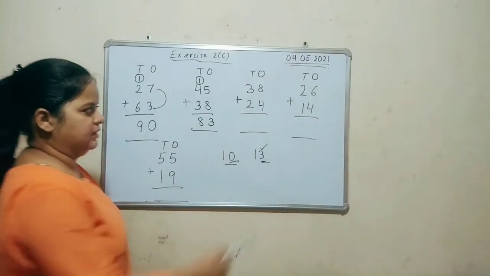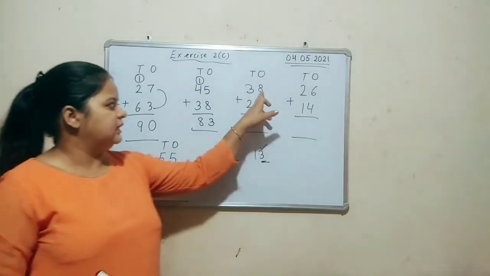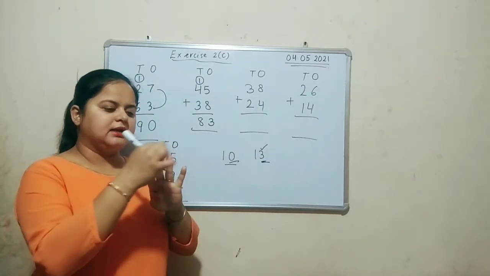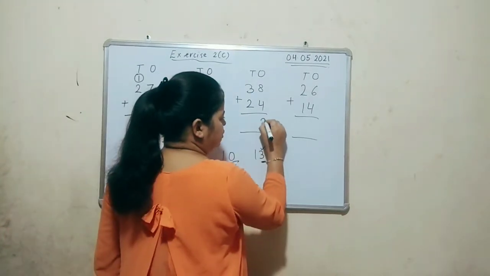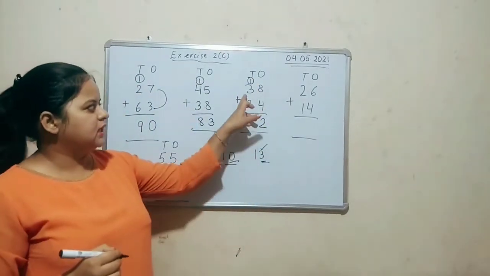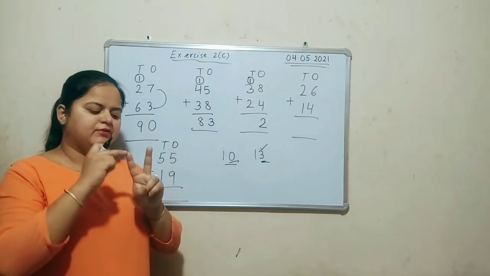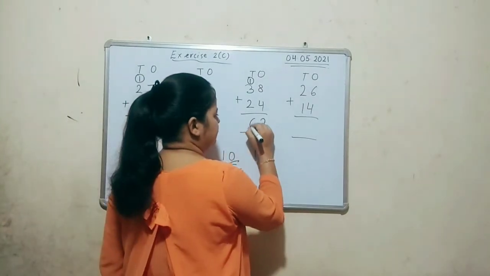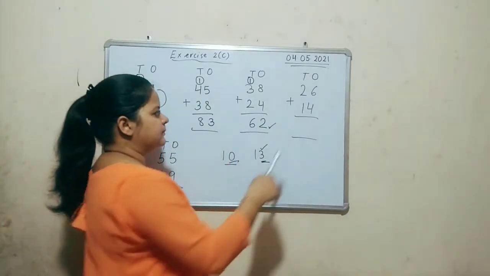Okay, the next sum is 38 plus 24. Now add the 8 and 4. 8, 9, 10, 11, 12. 8 and 4, 12. So we will write 2 here and 1 as a carry. 3 and 1, 4. 4 plus 2, 5, 6. 4 and 2, 6. So the sum is 62.